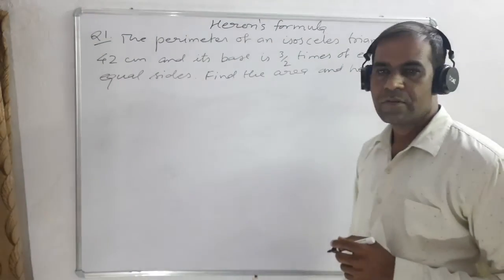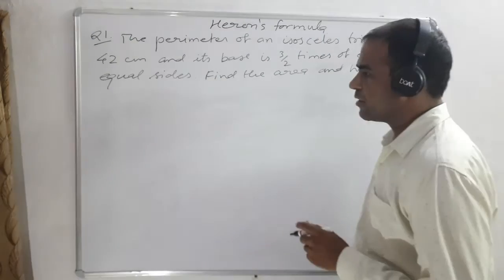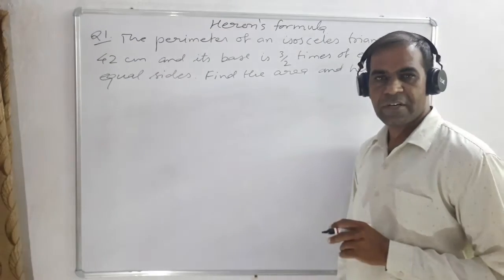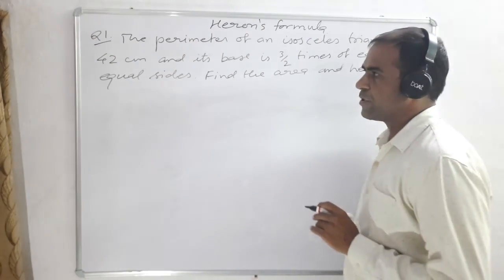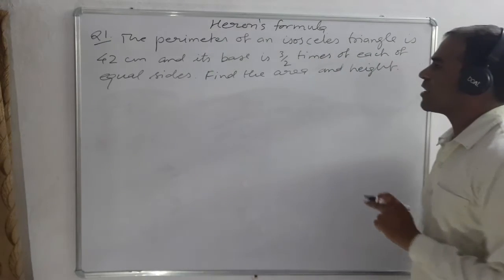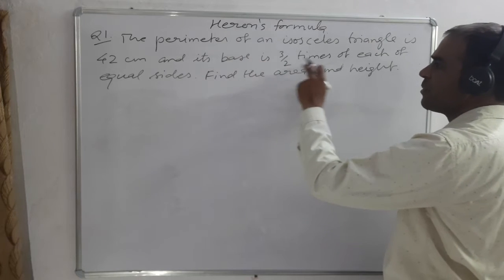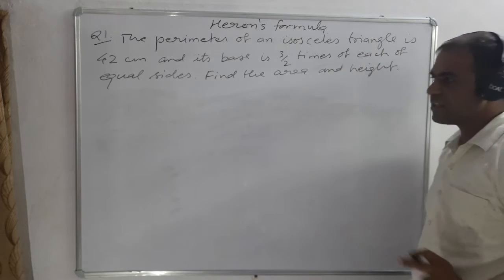Dear students, our today's topic is Heron's formula, and we will take some questions for practice in this topic. Our first question is: the perimeter of an isosceles triangle is 42 centimeter and its base is 3 by 2 times of each of the equal side.